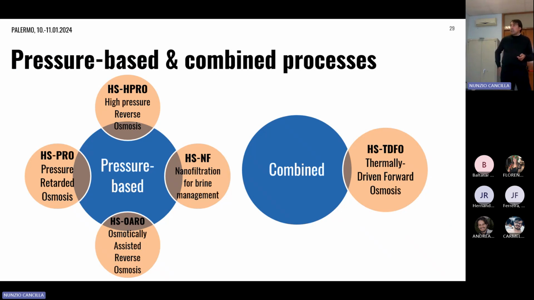So, pressure-based and convective processes, going on with this presentation. It was already mentioned in the previous presentation, high pressure reverse osmosis. So nanofiltration, osmotically assisted reverse osmosis, and pressure retarded osmosis, which is a companion technology to reverse electrodialysis. And then a possible combination between thermal and membrane, which is thermally driven forward osmosis, which makes use, for example, of thermolytic salts.